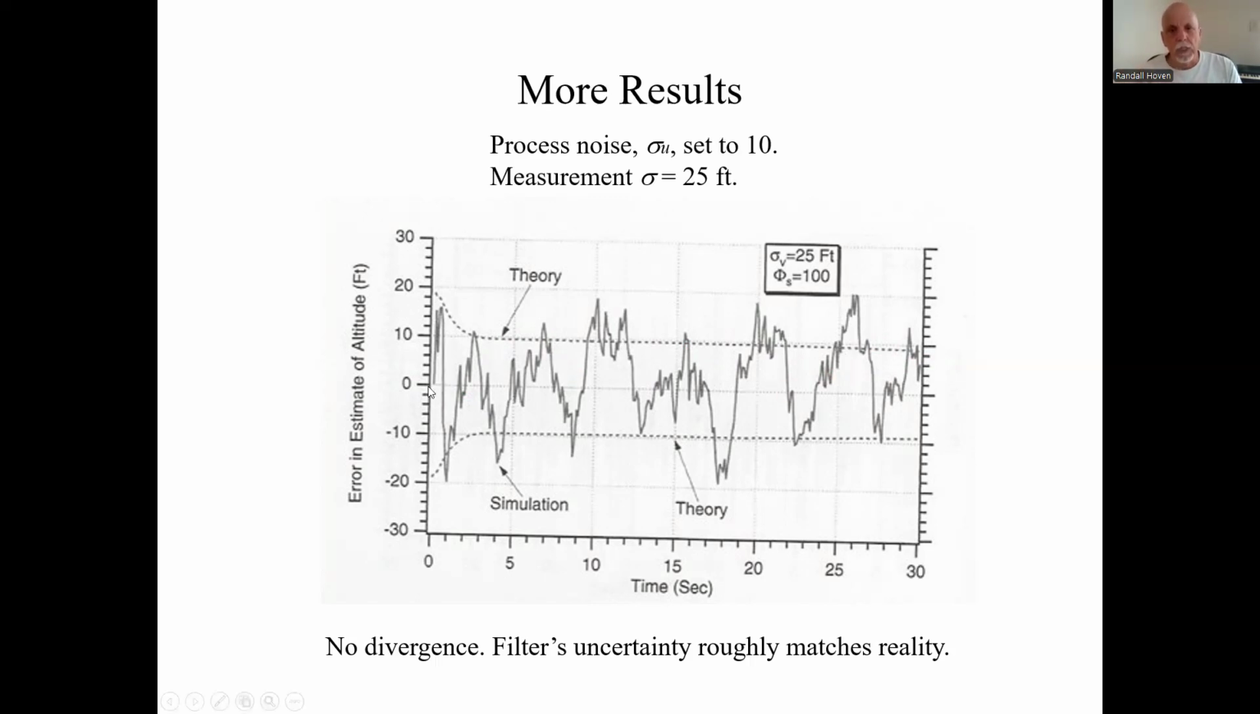The other good thing is it looks like it's above 0 about as much as it's below 0. So you have an unbiased estimate. We like unbiased estimates. And we like our filter to have an also accurate estimate of its uncertainty. So this looks like the filter's estimate of its own accuracy actually reflects its actual accuracy. All good things.